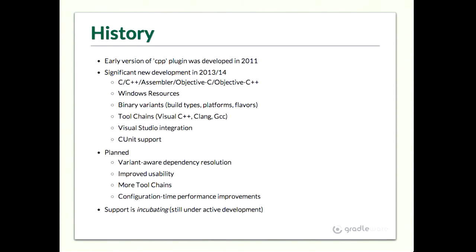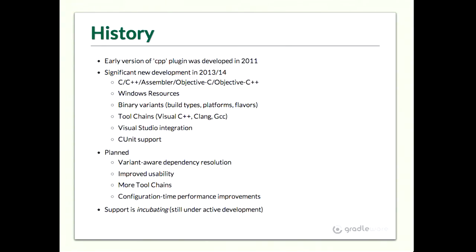And those of you who've worked in this space know that's almost never going to be satisfactory. So we added the ability to build debug or release build types, target different platforms, architectures, and operating systems, using different tool chains. Currently we support Visual C++, GCC, and Clang. GCC we support on Windows, Mac, and Linux. So GCC via Cygwin or MinGW on Windows.